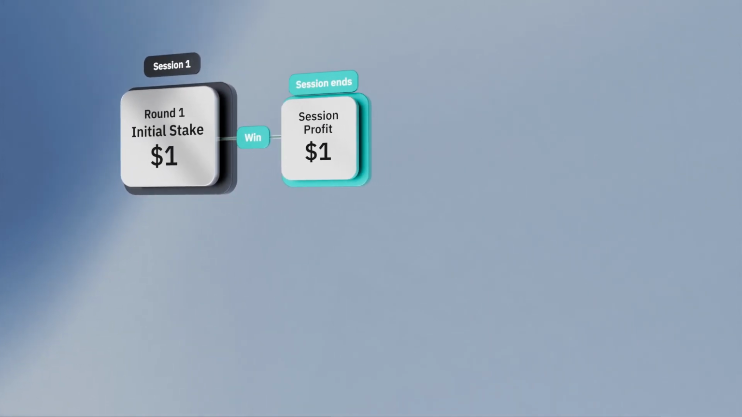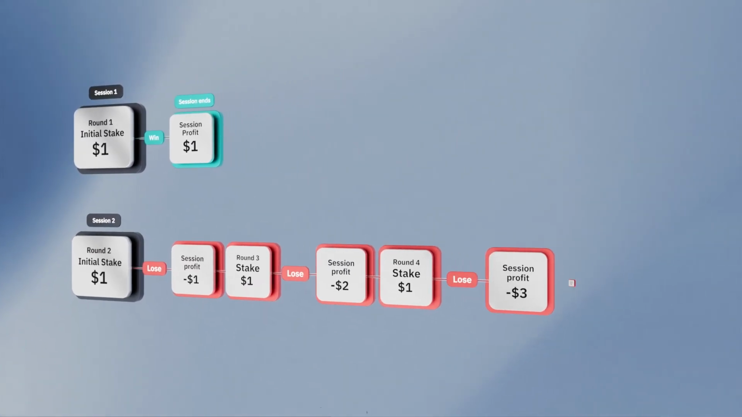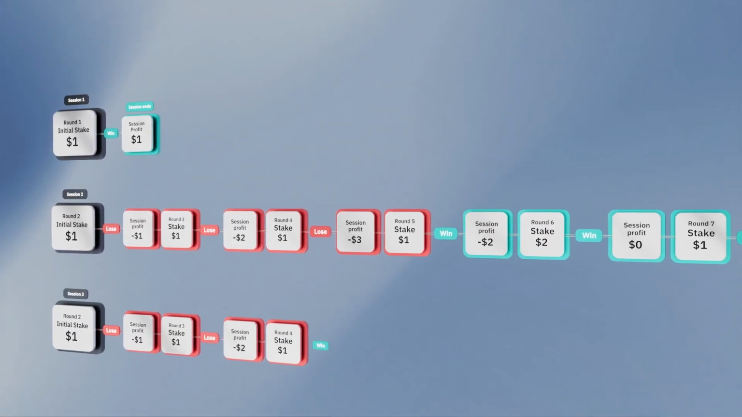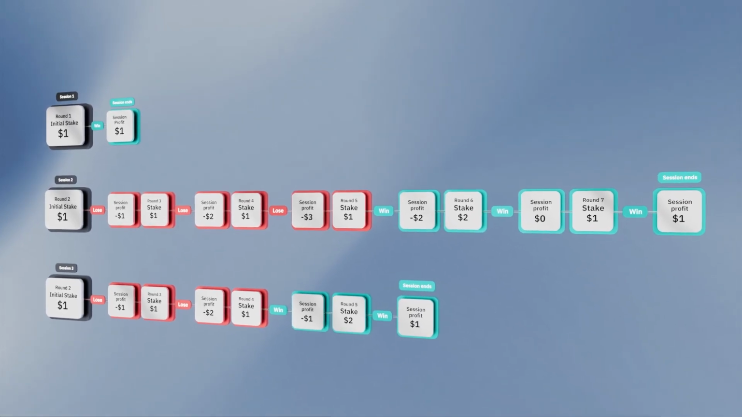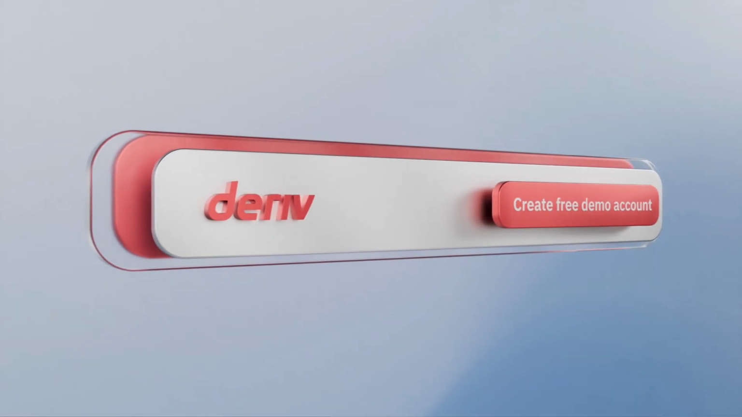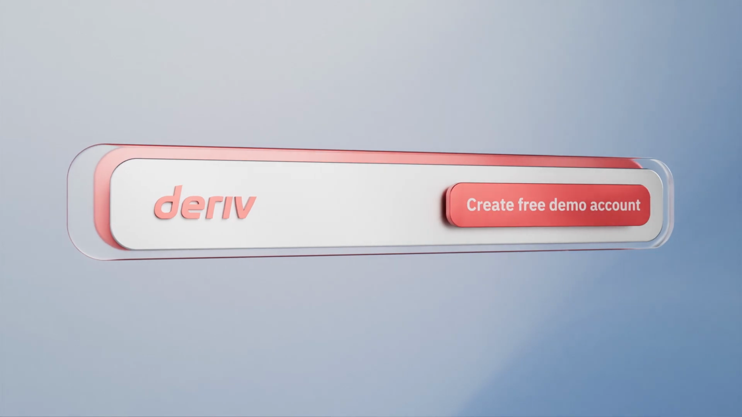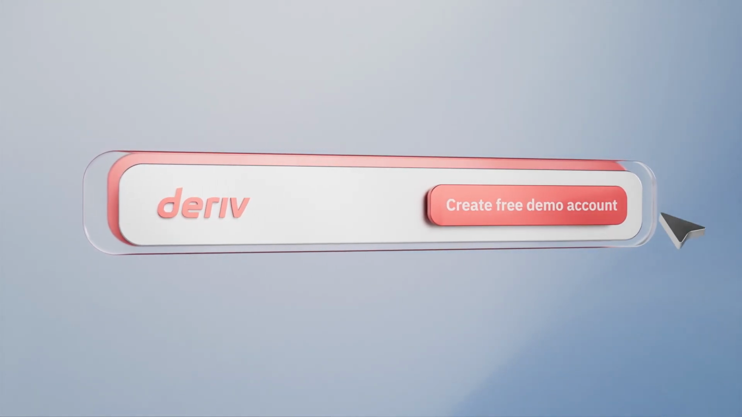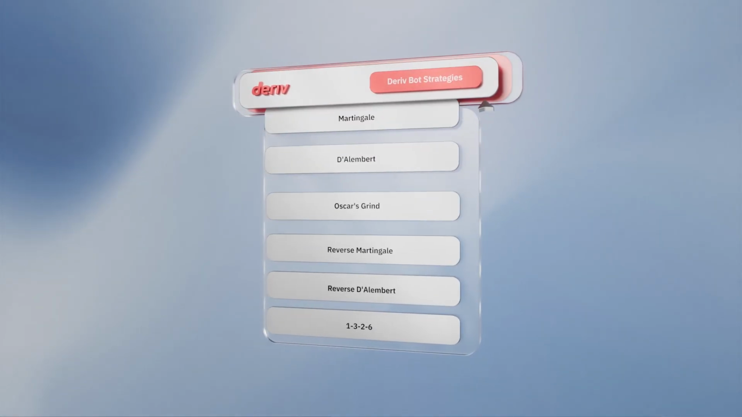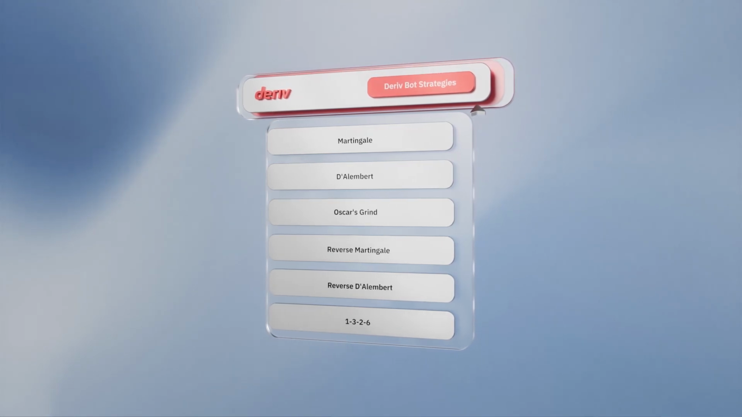In summary, the Oscars grind strategy minimizes risk exposure while aiming to reach the objective of small but consistent growth. It is highly recommended to open a demo account and familiarize yourself with the Oscars grind strategy before trading with real money. More information on preset strategies can be found in the Tutorials tab.